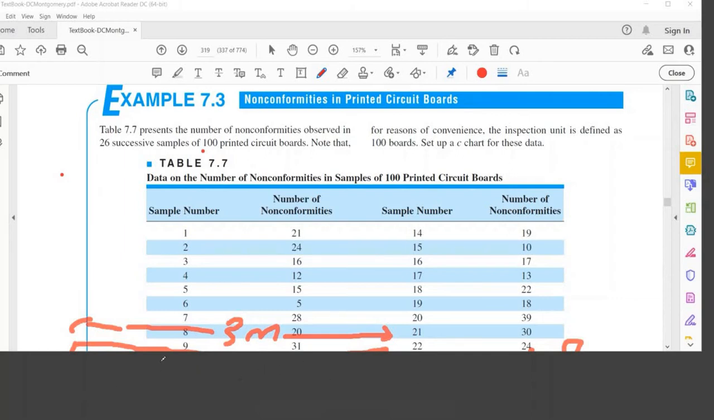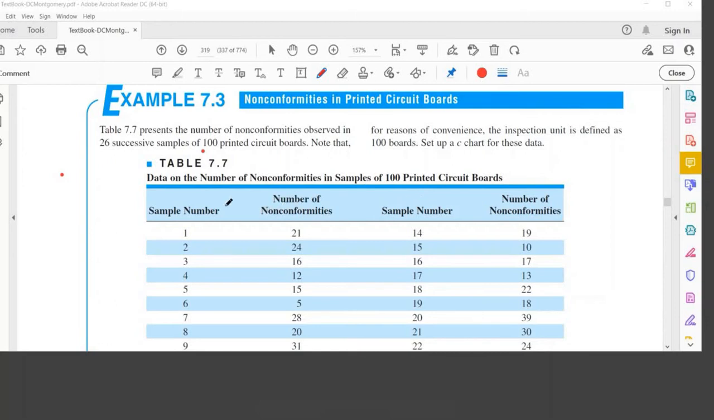Or in construction, one unit of house. You want to find how many defects in that house. Maybe you are producing 50 units of terrace house. The houses look similar, but the inspected unit will be one unit of house. And then you go and find where is the crack, where is the improper finishing, and so on.